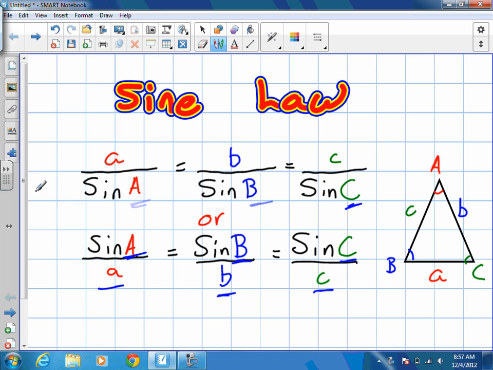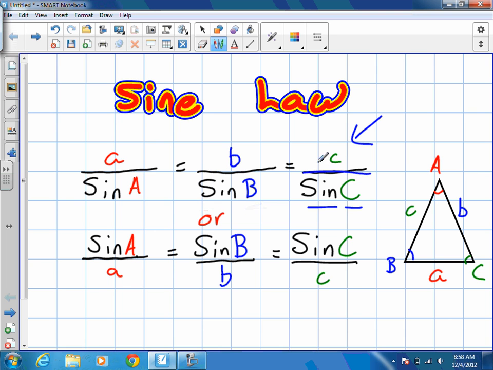Okay, so let's talk about what this actually means. This formula states that side A divided by sine of angle A, this ratio, this is a ratio, a number divided by a number, is equal to the ratio of side B divided by sine of angle B, which is also equal to the ratio of side C divided by sine of angle C.